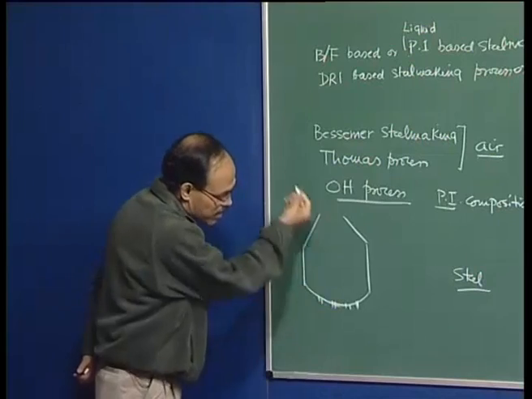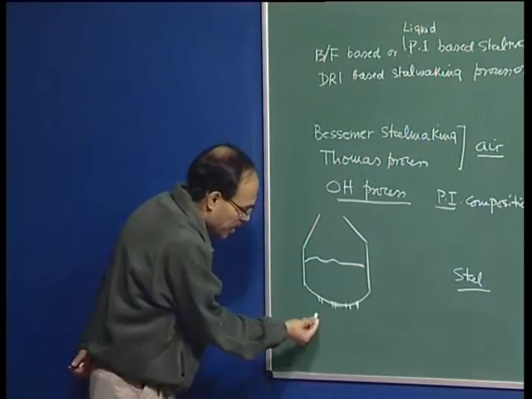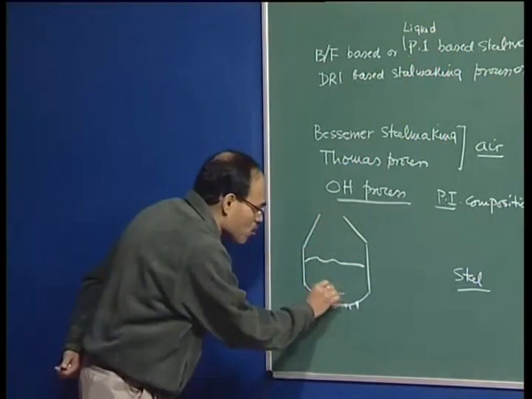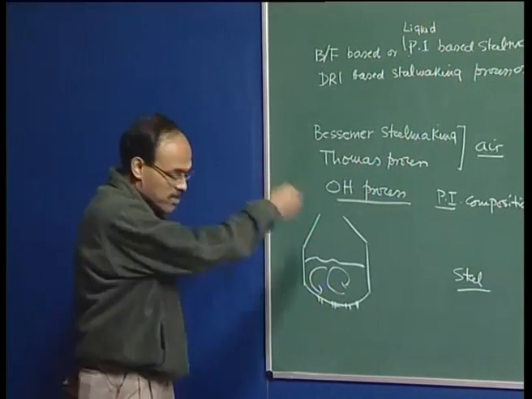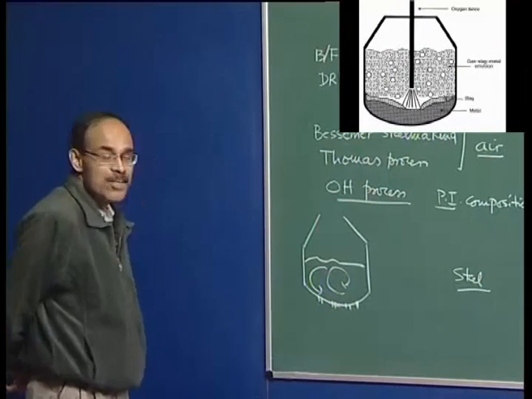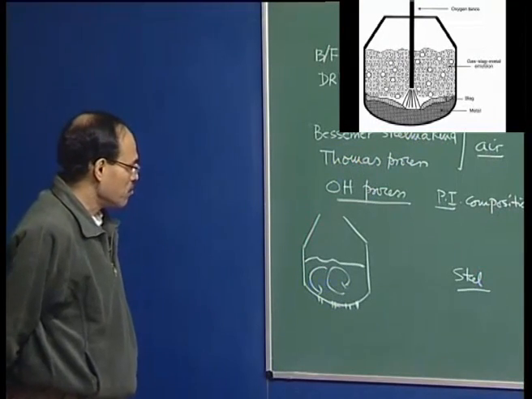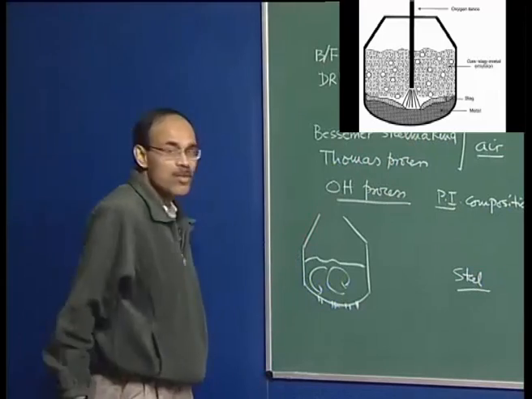So, these are pneumatic steel making processes. You have molten metal here, and as the air is introduced, there is going to be complex convection current here, and this expedites the rate of reaction, which is essential to the steel making process itself.